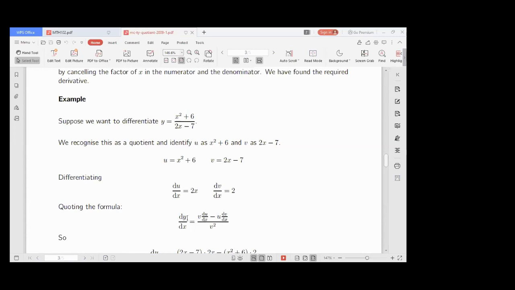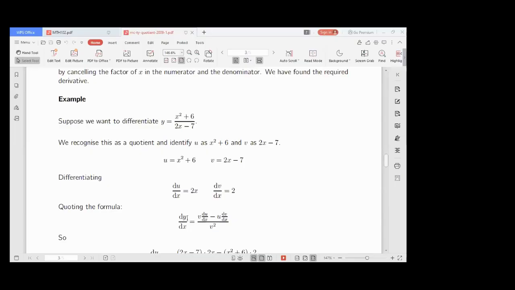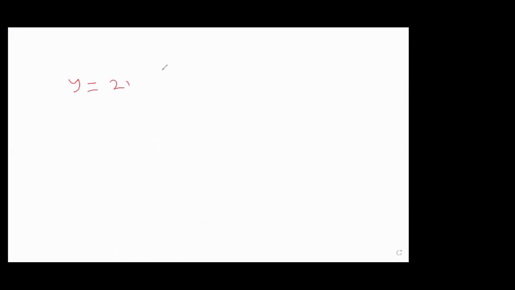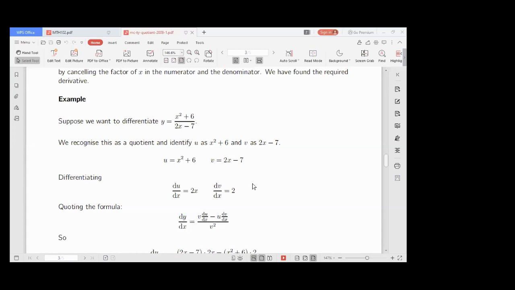Okay, let's go, x squared plus 2x minus 7. We have to differentiate this. Let me clean out the board. Then we have to differentiate y is equal to 2x squared plus 6 all over 2x minus 7. Is that correct? No, sir, it's 2x minus 7. Okay, yes, thank you.